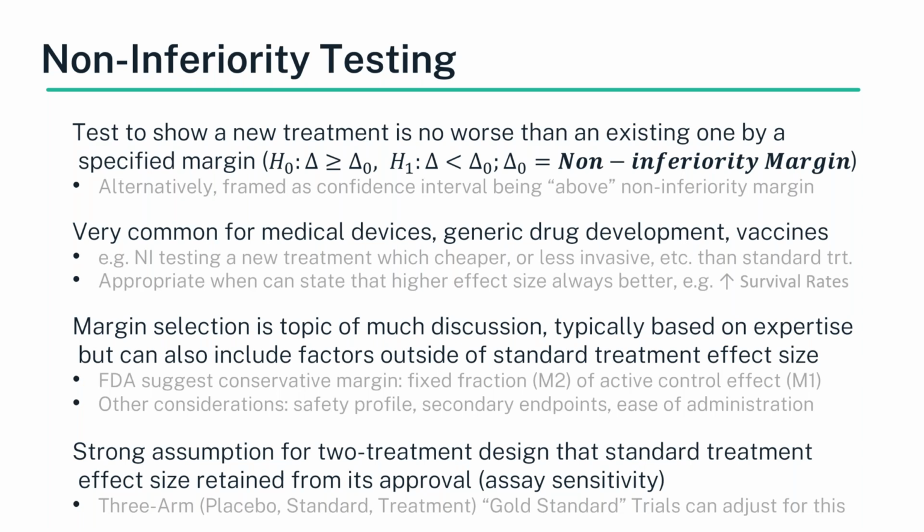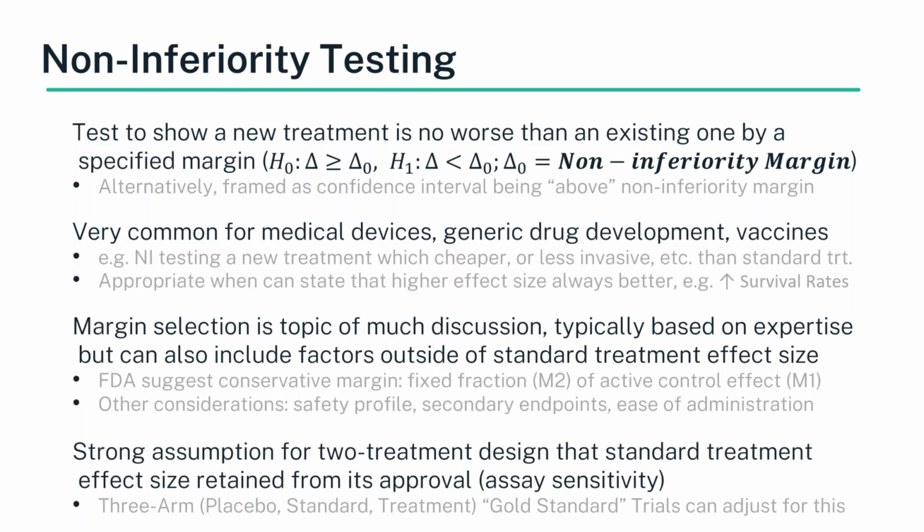Non-inferiority hypotheses are very common for medical devices, generic drug development, and vaccines as well. And so, for example, if a treatment is less invasive than the current standard treatment, or perhaps significantly cheaper, or you might have an alternative vaccine formulation to increase patient options as well.